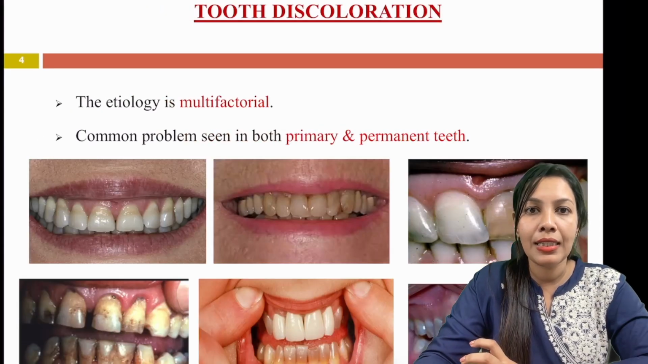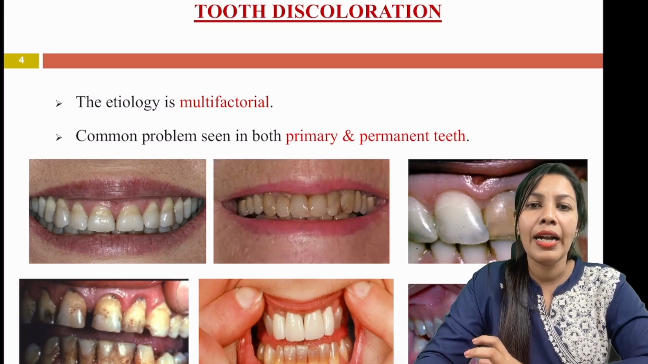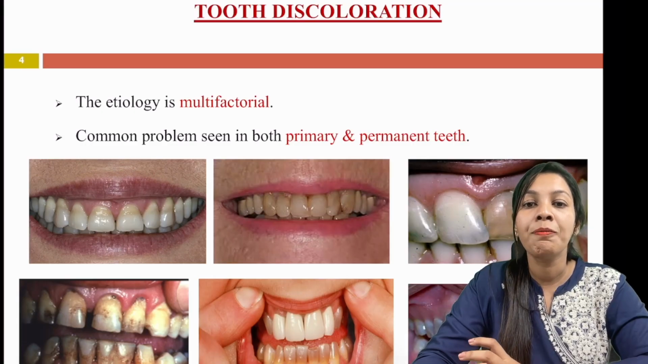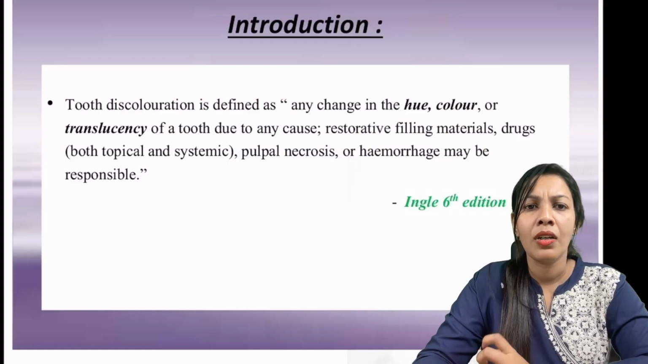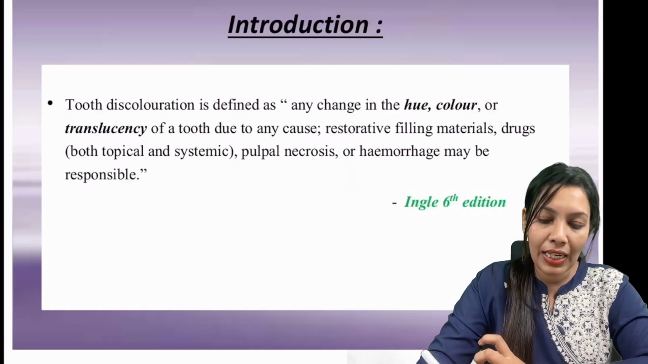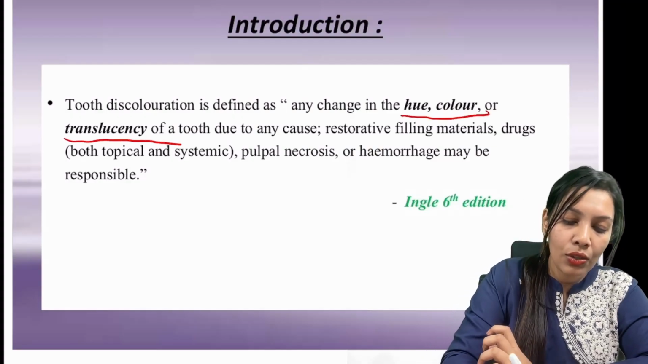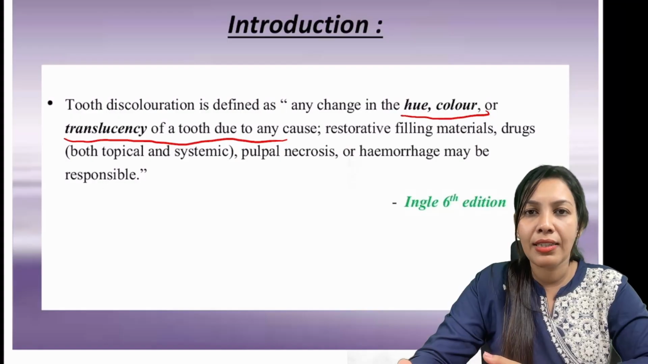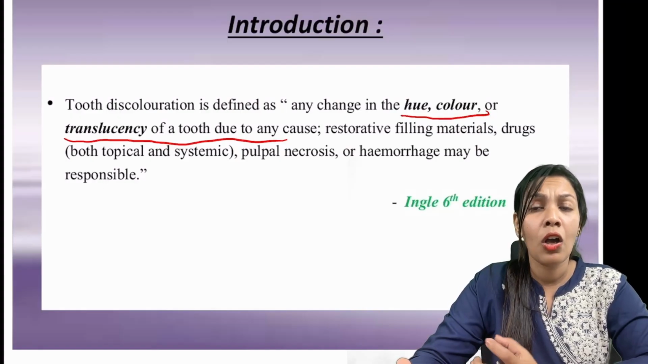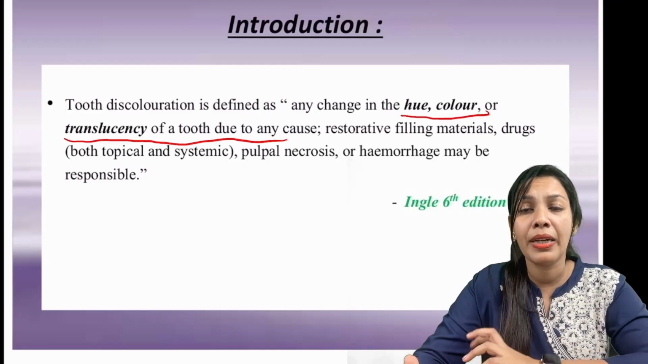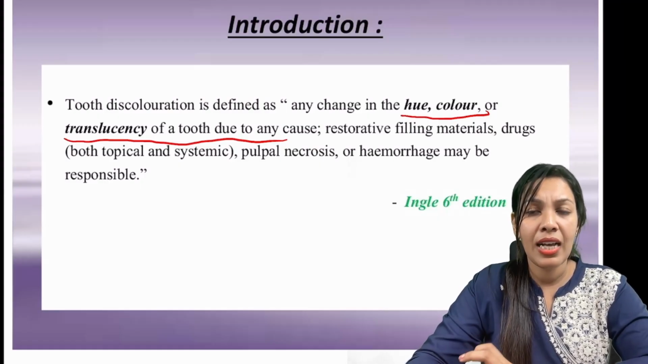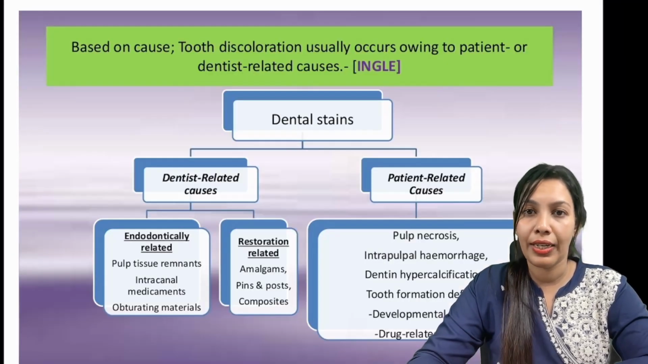Right. Next, what is tooth discoloration? Over a period of time, because of various multifactorial effects, the tooth often discolors. This is a common problem seen in both primary as well as permanent teeth. Discoloration is a change in any hue, color, or translucency of the tooth. This may be because of any etiological factor like food, the restorative material which we place, the topical or systemic drugs which the patient takes, or pulpal necrosis, hemorrhage, etc. There are a lot of reasons for tooth discoloration.